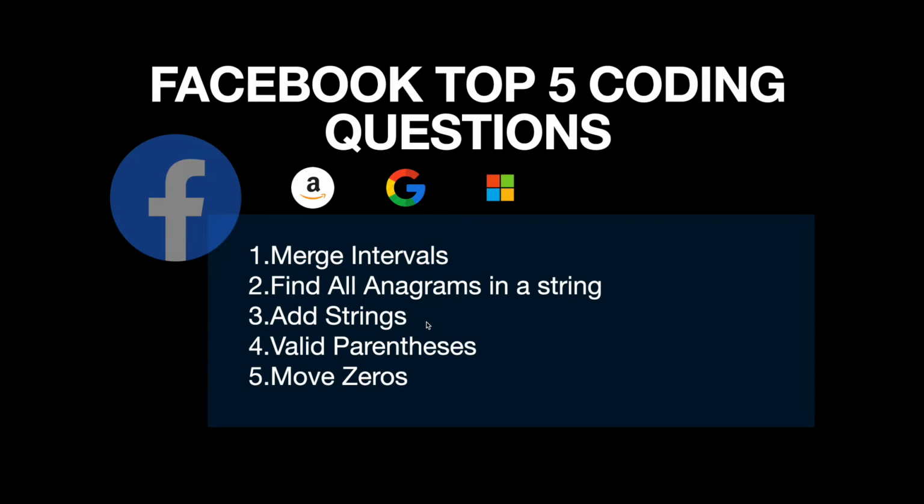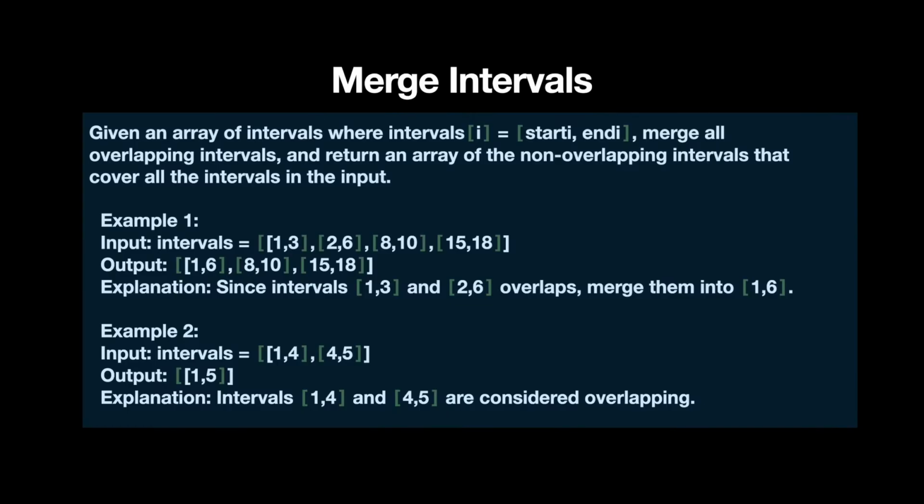So if you're going for a Facebook interview, these would be really important for you, or if you're going for any FANG interview, I would recommend that these 5 questions are really important and we should definitely know about them. So let's dive right into it. We'll be taking 5 questions. First, we'll take merge intervals, then find all anagrams in a string, add strings, valid parentheses, and move zeros. So these are the 5 questions we'll be taking in this video. So let's get right into it.